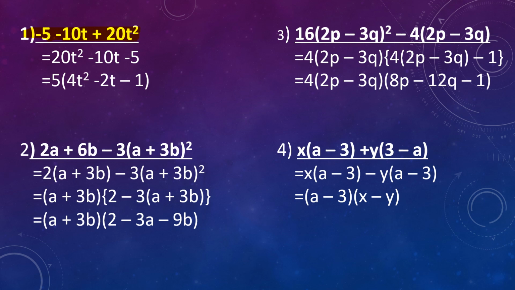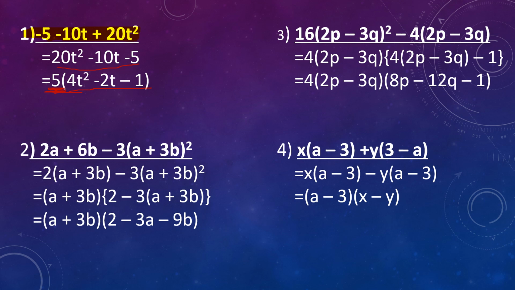Children, there are two ways. You can begin with the question as it is by taking minus common and then do, or I have reversed the question. I have changed the placing of the terms. So I have made it for you 20t square minus 10t minus 5. Clear? Now you can see easily what is common. 5 is common because 20, 10, 5, HCF is 5. So within bracket what are you left with? 4t square minus 2t minus 1. Clear? Now another type.